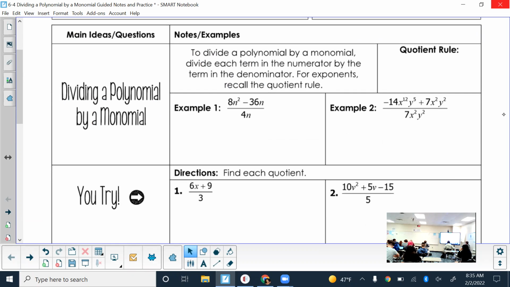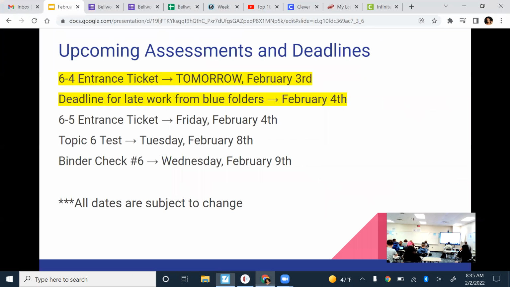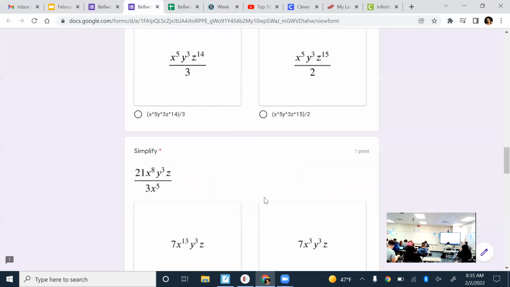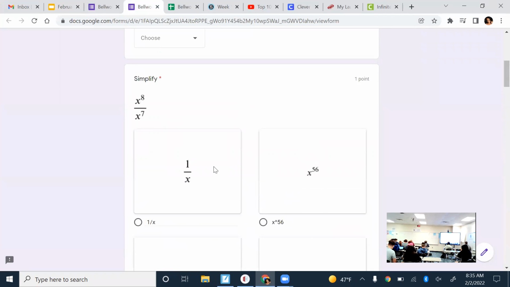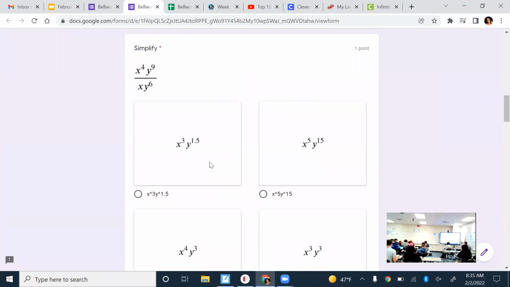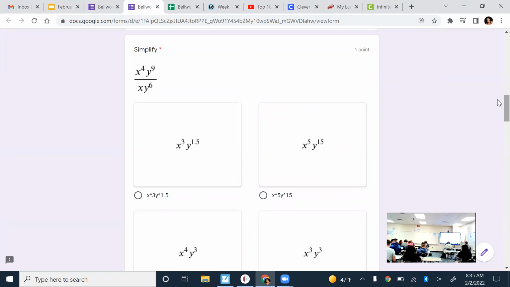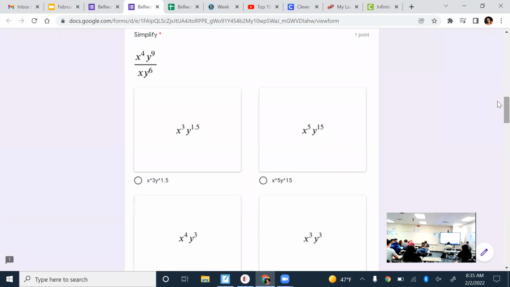Actually, let me go back to our warm-up for a second. Let's do the ones together that were most commonly missed. This one was one of them, the second one. What does the quotient rule say to do?